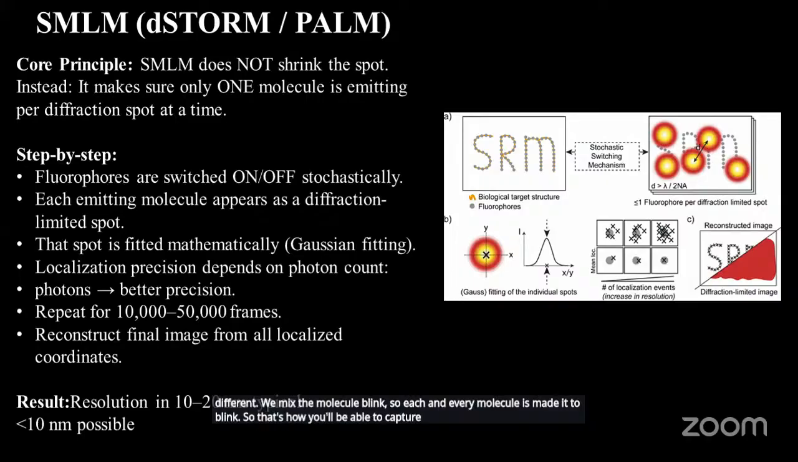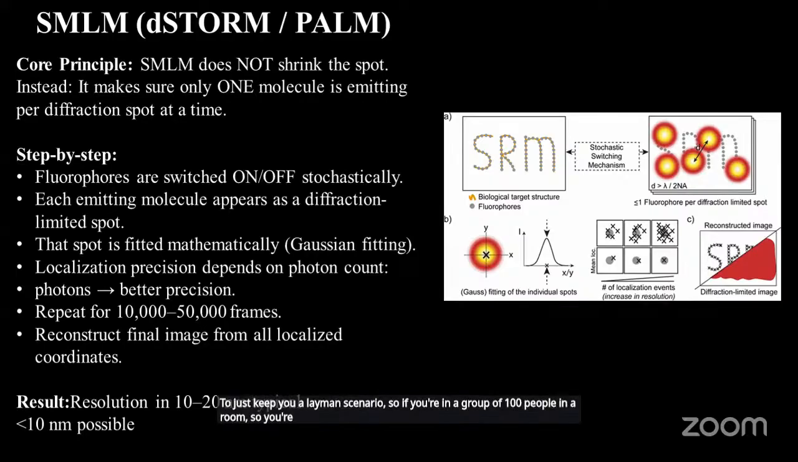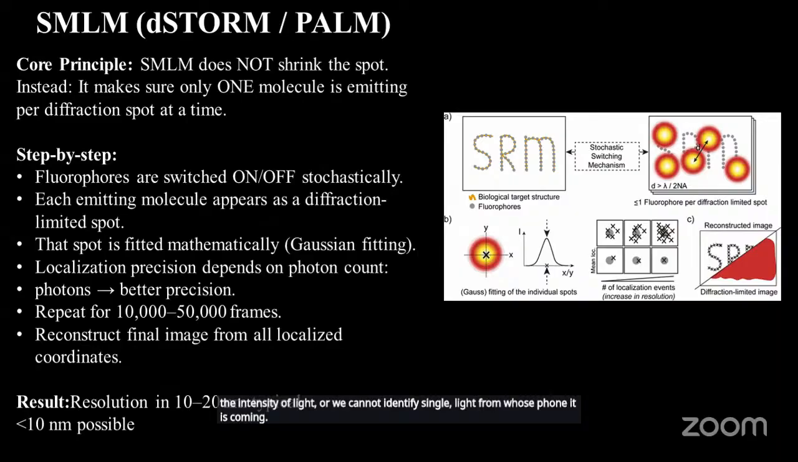To give you a layman scenario, if you're in a group of 100 people in a room, and I tell you to switch on the light from your mobile, everyone starts switching on the light. If all of you switch on the light at once, we cannot know the intensity of light, or identify which single light is coming from whose phone. But if I ask you to do it in a random fashion, now I'll be able to identify from whose phone the light is coming. So it is very similar to that.